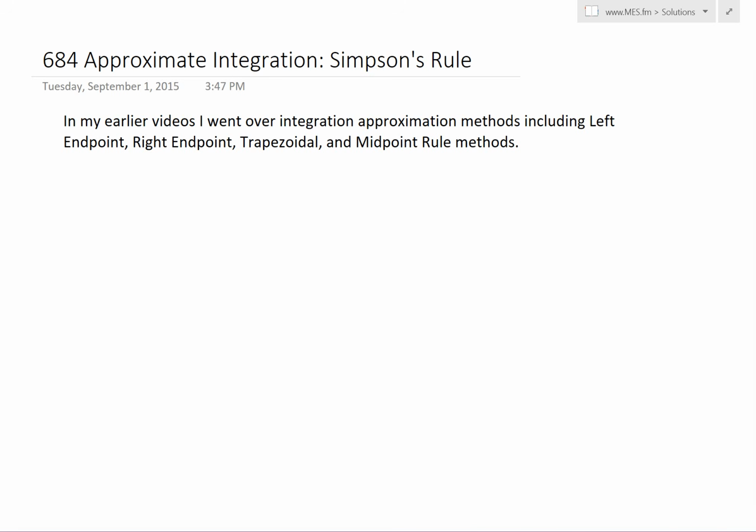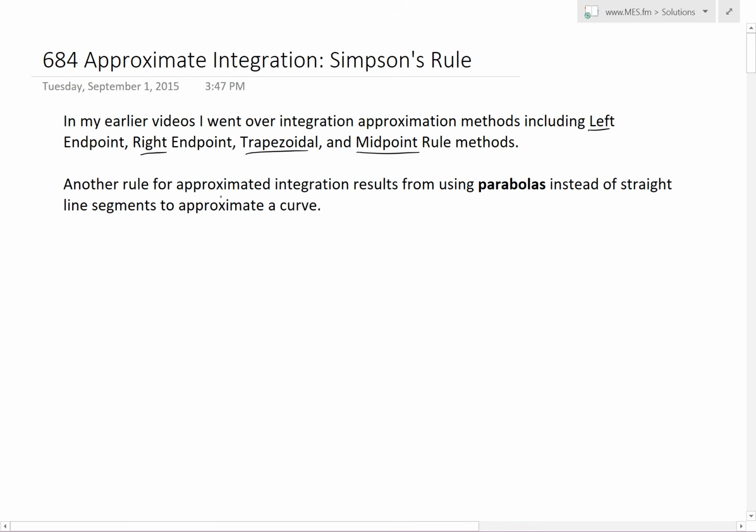Basically, in my earlier videos, I went over integration approximation methods, including the left endpoint, right endpoint, trapezoidal, and midpoint rule methods. But another rule for approximating integration results from using parabolas instead of straight line segments, such as trapezoids or rectangles, to approximate a curve. So if we use parabolas, the resulting approximation is called Simpson's rule.